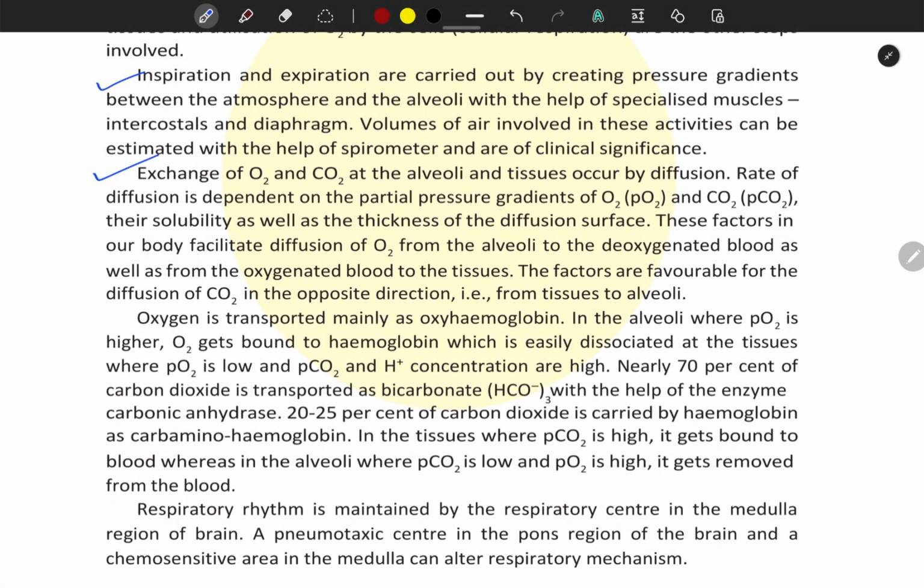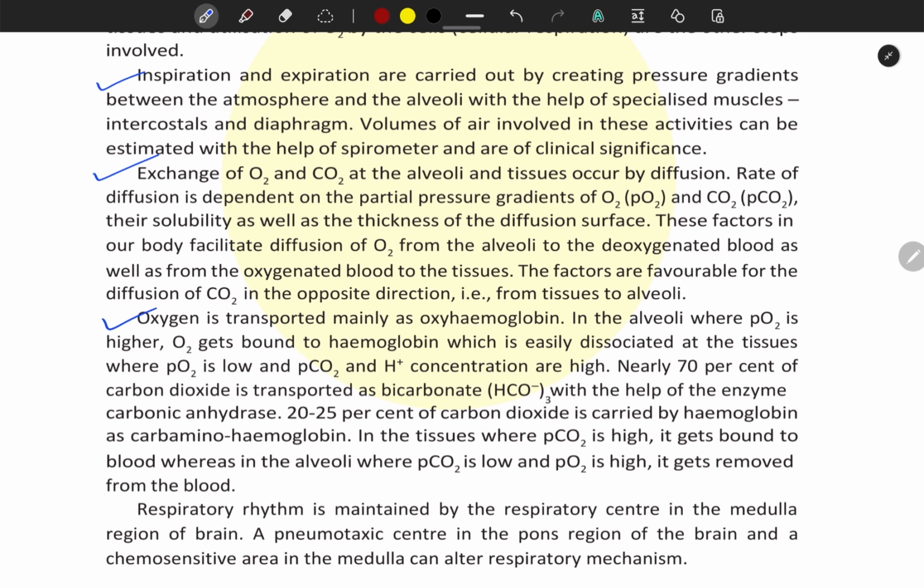Exchange of O2 and CO2 at the alveoli and tissues occurs by diffusion. The rate of diffusion is dependent on the partial pressure gradient of O2, that is PO2, and CO2, that is PCO2, their solubility, as well as the thickness of the diffusion surface. These factors in our body facilitate diffusion of O2 from the alveoli to the deoxygenated blood as well as from the oxygenated blood to the tissues. The factors are favorable for the diffusion of CO2 in the opposite direction, that is from the tissues to alveoli.